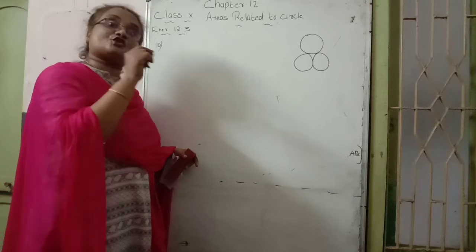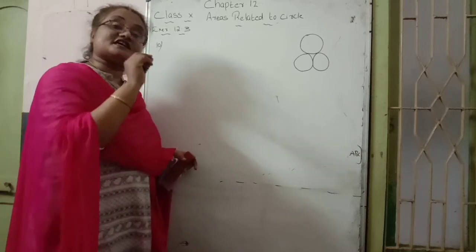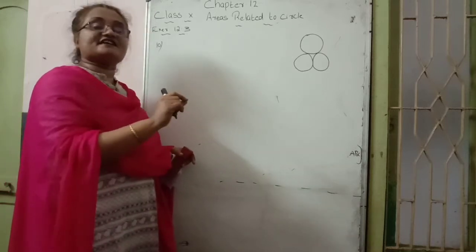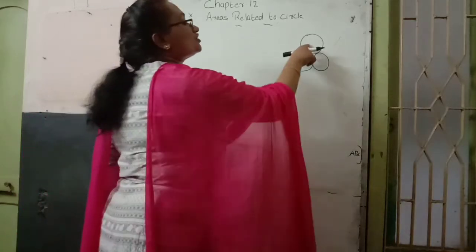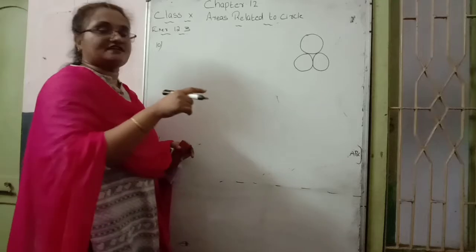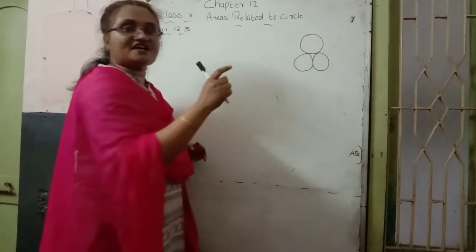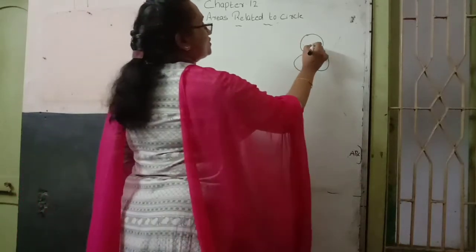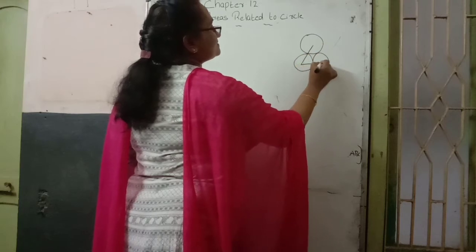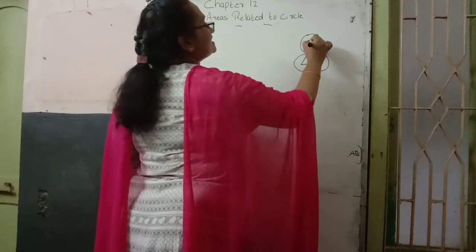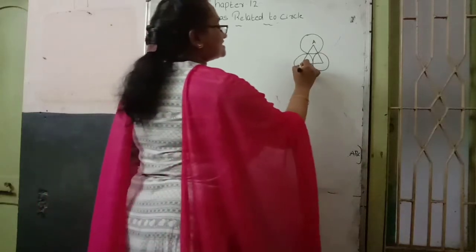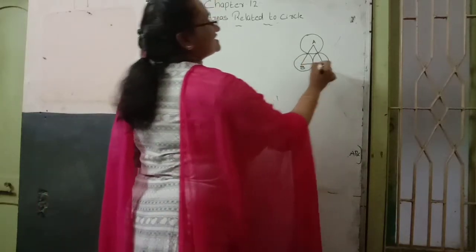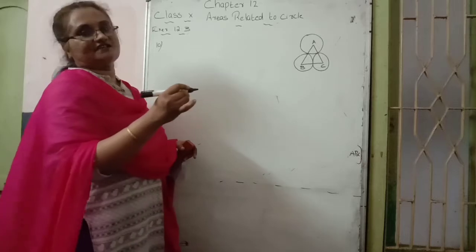Which triangle? Equilateral. They mentioned it in the question. Each vertex of the equilateral triangle comes as the center of a circle. How many vertices does a triangle have? 3 vertices. So each vertex is the center of a circle. Here A is the center of the first circle, B is the center of the second circle, and C is the center of the third circle.